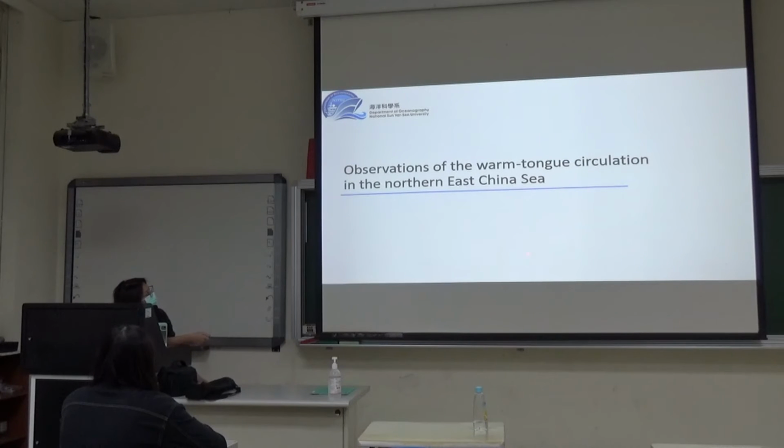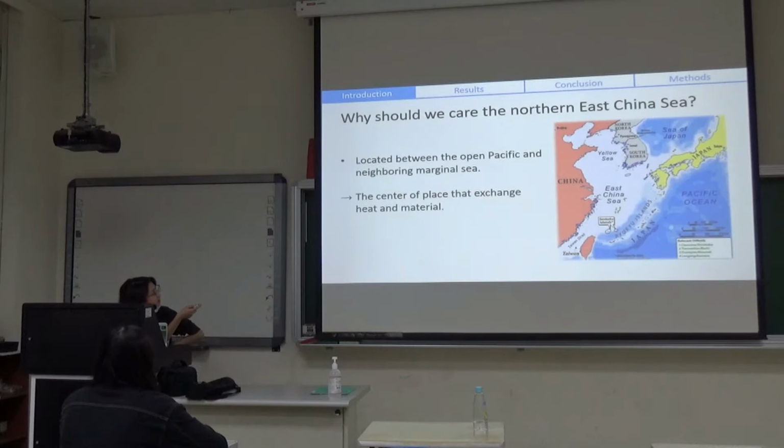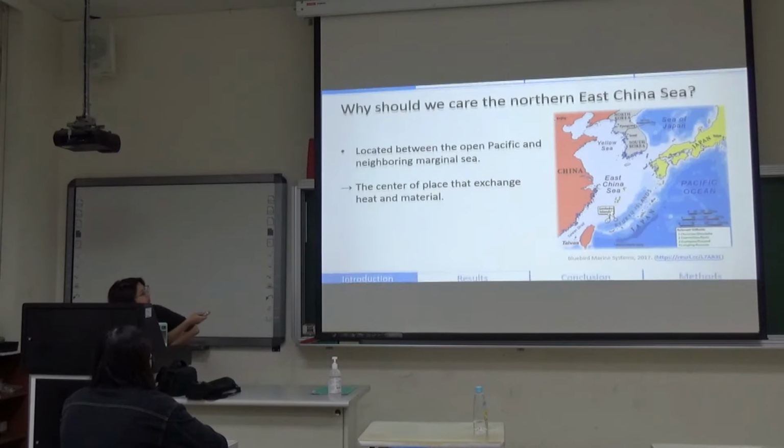So our issue today is about the observation of the long-term circulation in the northern East China Sea. So why should we care about the northern East China Sea? Because it's located between the open Pacific and the neighboring marginal sea. Namely, it is the center of the exchange of heat and material.